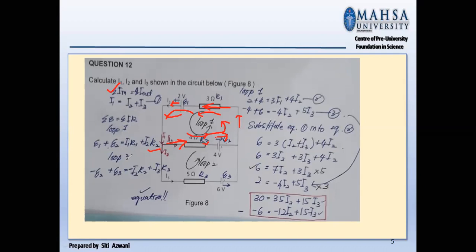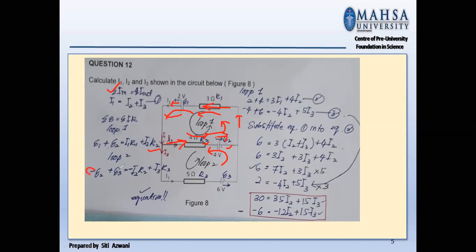Next, loop 2. For the equation based on your loop 2, you have E2 here. This is your E2, direction to the right, but your loop direction is going to the left. So you need to write the sign of your E2 as negative.